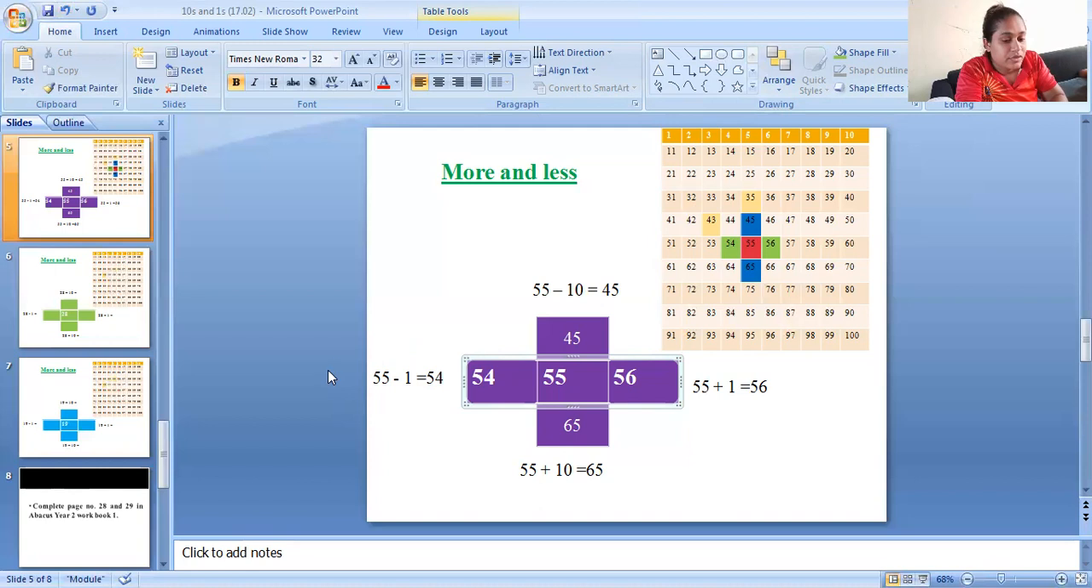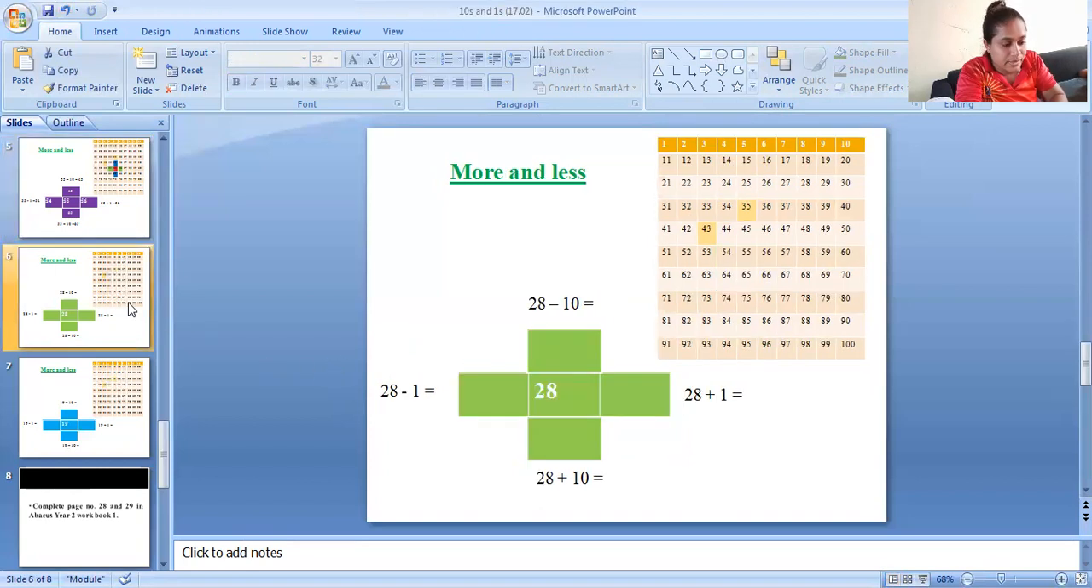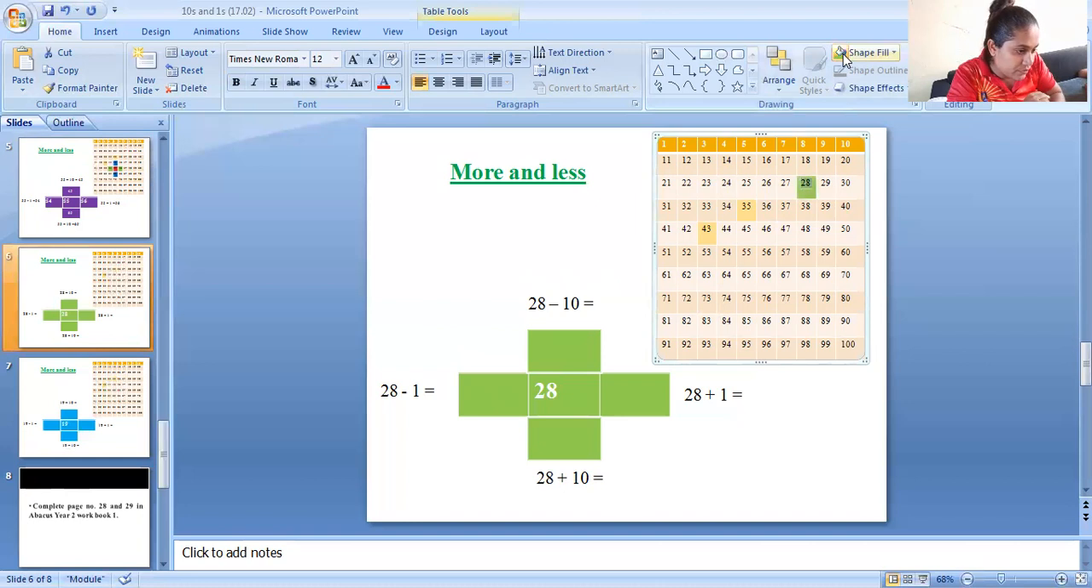I think it may be clear for you all, and we'll do another example. Here, for this of course I need a 100 square and the sum is there. And I have the number 28. 28 is the given number and I should find 10 more than 28 and 10 less than 28 as well as 1 more than 28 and 1 less than 28. Let's do it. First we should mark the given number on our 100 square. It's 28. So I will mark here 28.